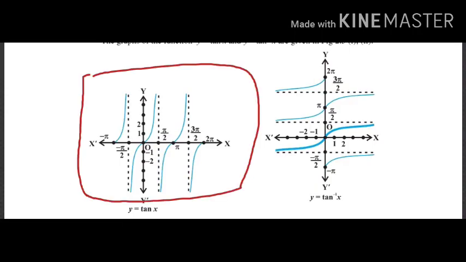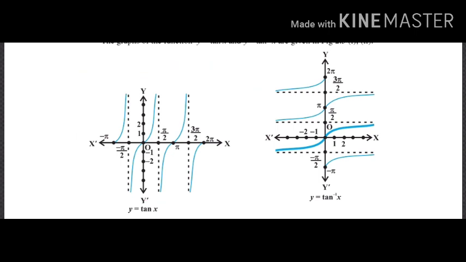Similarly, we will make the graph of tan x. Like you can see here, the y equal to tan x graph is already there, and as we have made the graph of tan x, similarly we can make the graph of tan inverse x. We just have to interchange the position of the x-axis and y-axis.